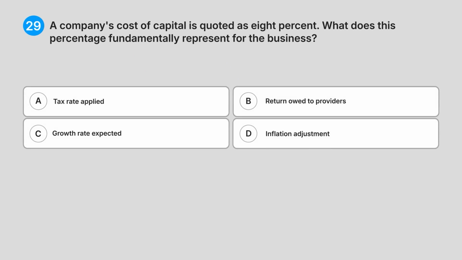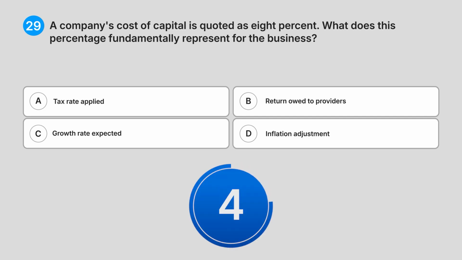29. A company's cost of capital is quoted as 8%. What does this percentage fundamentally represent for the business? A. Tax rate applied. B. Return owed to providers. C. Growth rate expected. D. Inflation adjustment. Can you guess the answer?